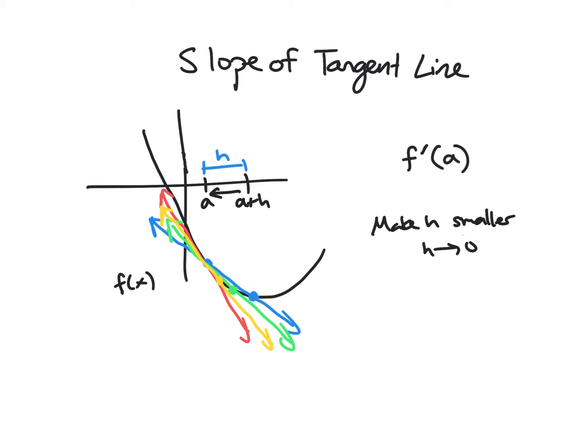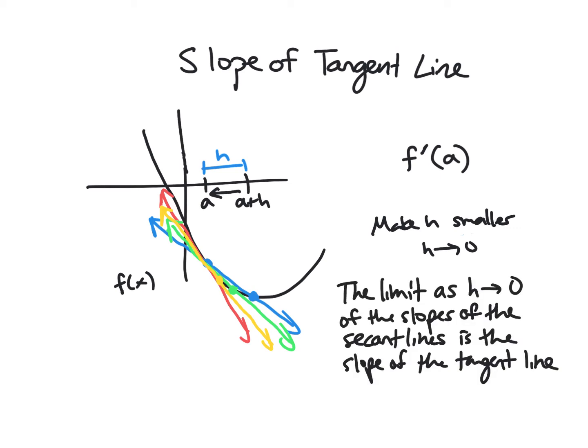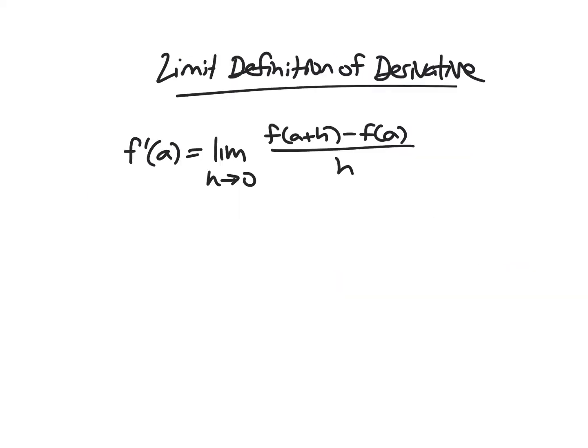And if you take the limit, this is why we have introduced limits here, then we're going to get the slope of the tangent line. So just to have that written down, the limit as h approaches 0 of the slopes of these secant lines is the slope of the tangent line. And so now we can actually give the limit definition of the derivative. We know what the slopes of the secant lines were.